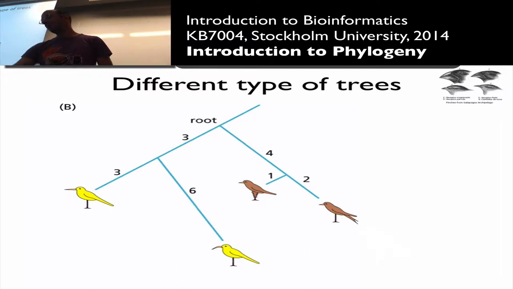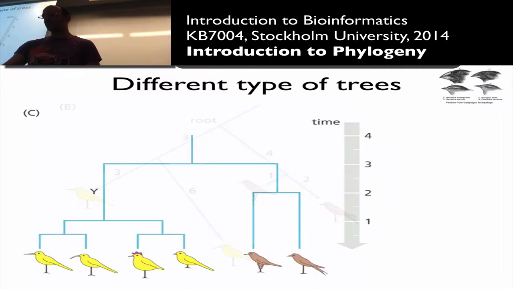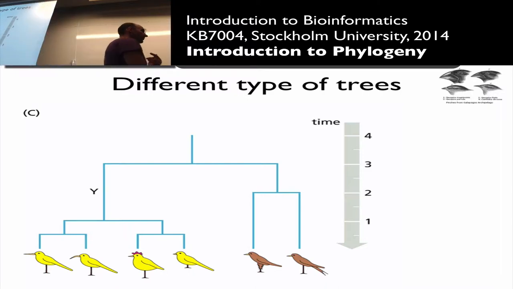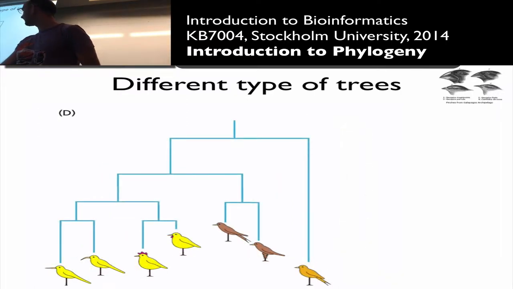When we try to make these trees, of course, we can estimate it. We can force a tree to look like this, so that we have the same times together. So you have some time measure here, and you try to do that. Of course, it might not be in as good agreement with the data, the sequence data we have, but we can force it to be like that, or we can let it be like this, if you want to.